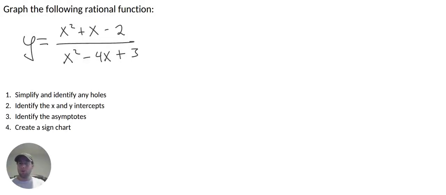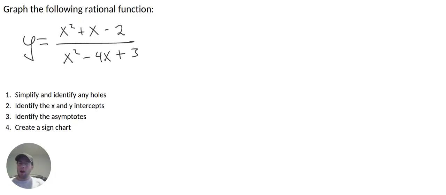Today we're going to be going over the following problem. Graph the following rational function: y equals (x squared plus x minus 2) over (x squared minus 4x plus 3).